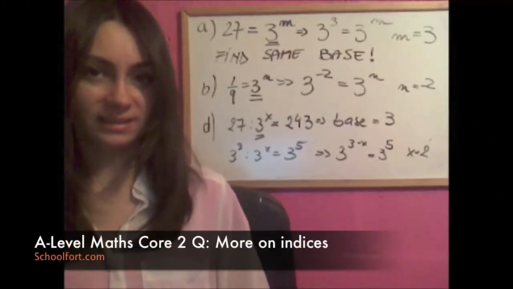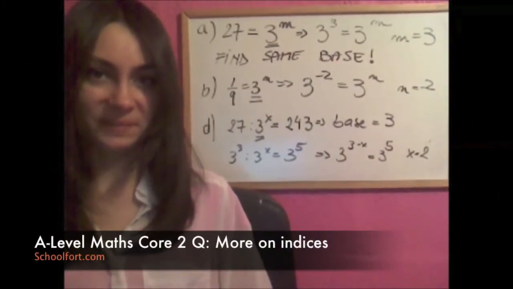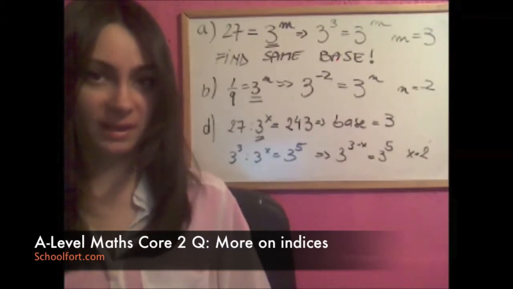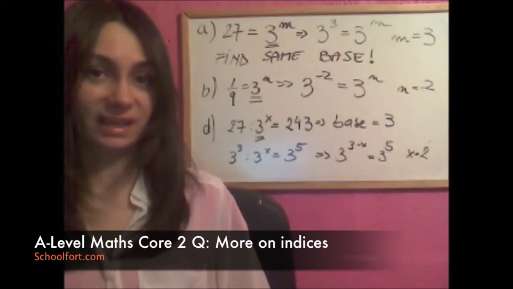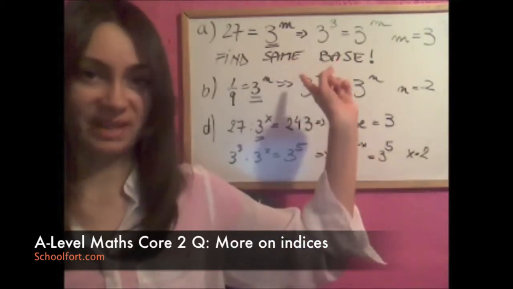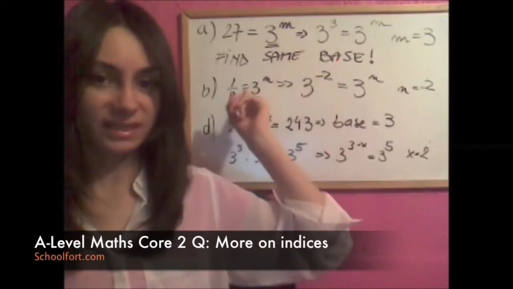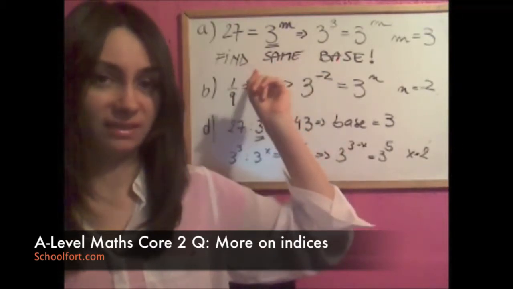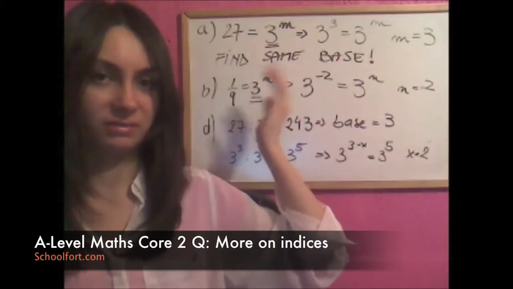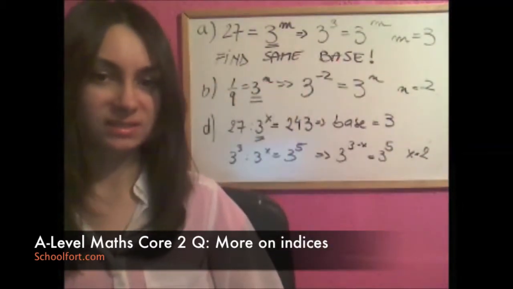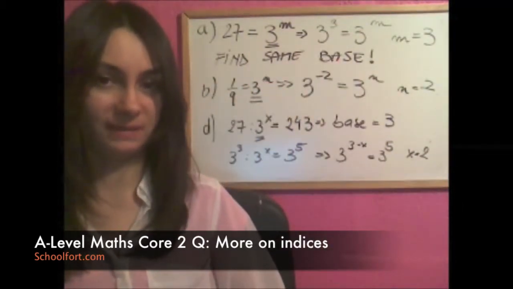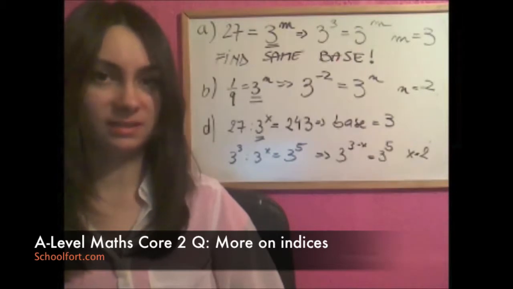Here you need to calculate some indices. In part A, you need to find m, and you know that 27 equals 3 to the power of m. So the important thing here is to always find the same base. So look to the right, you have base 3. So now you have to think about how to write 27 as a function of 3, so when 3 is the base. So 27 is actually 3 to the power of 3. So 3 to the power of 3 is 3 to the power of m, which means that m is 3.